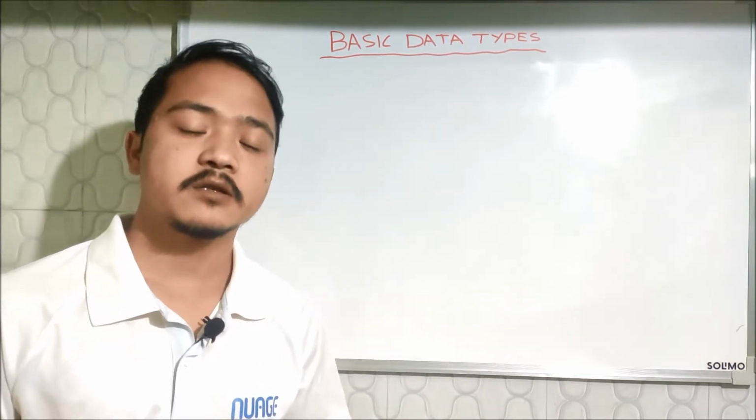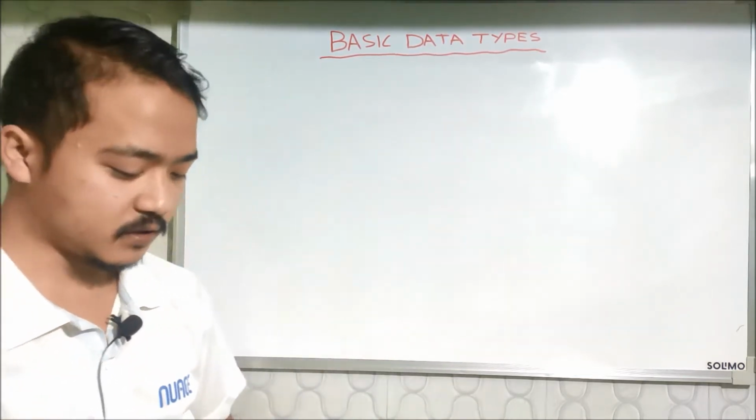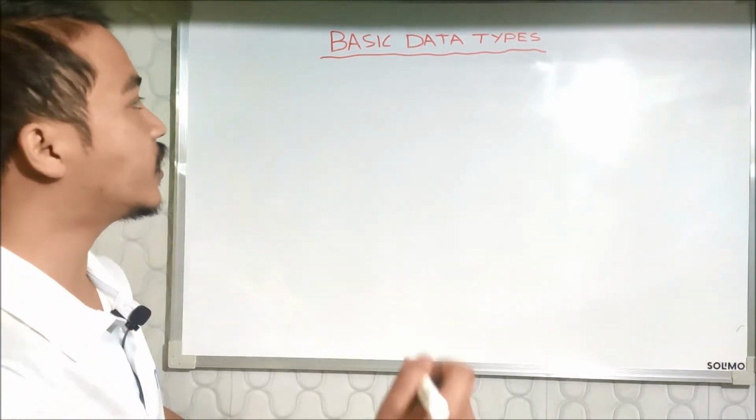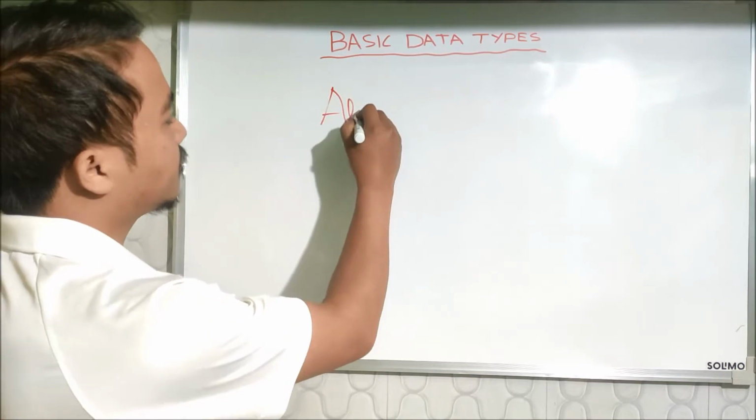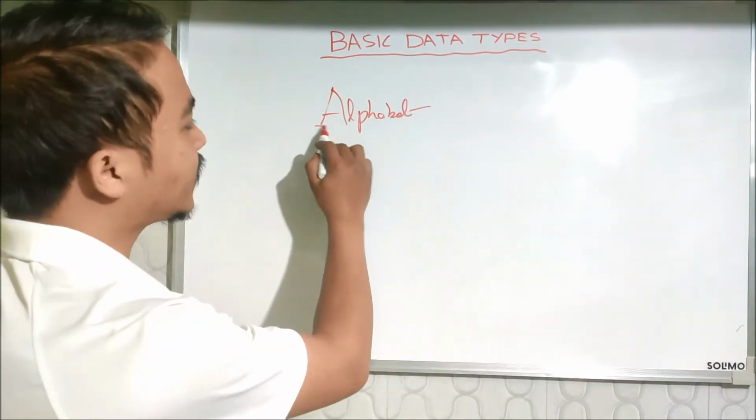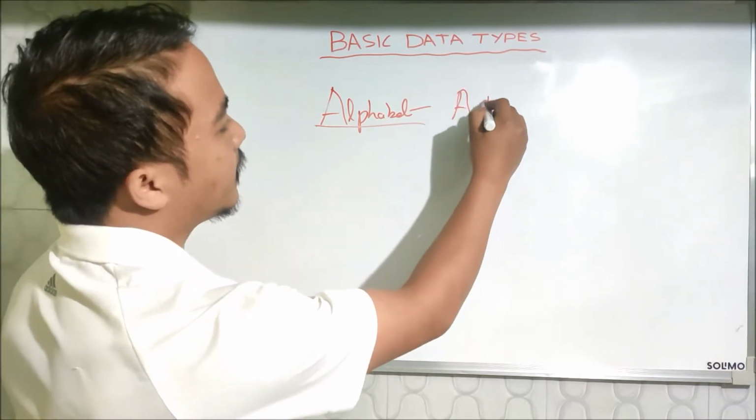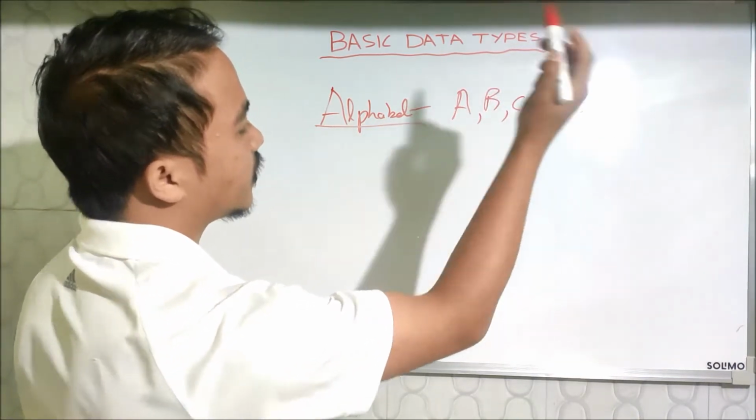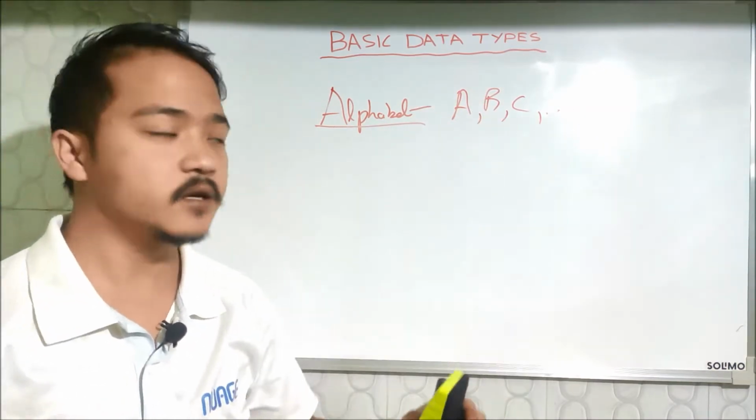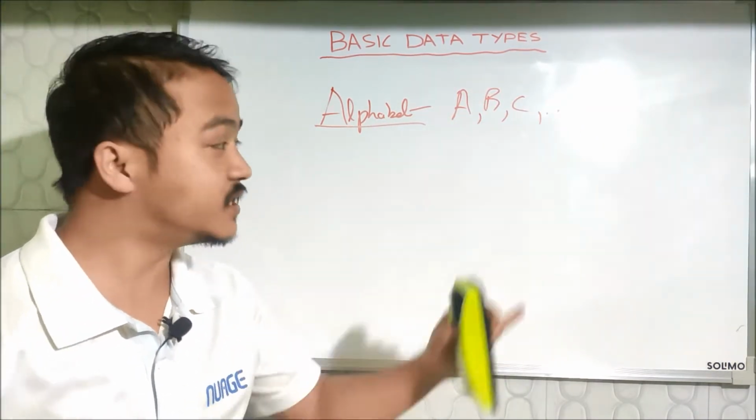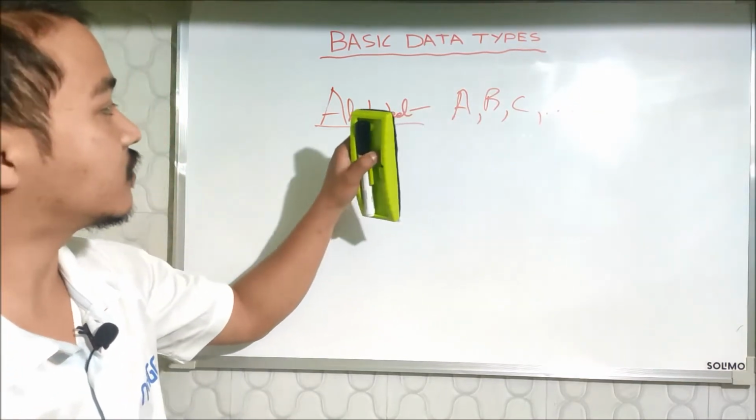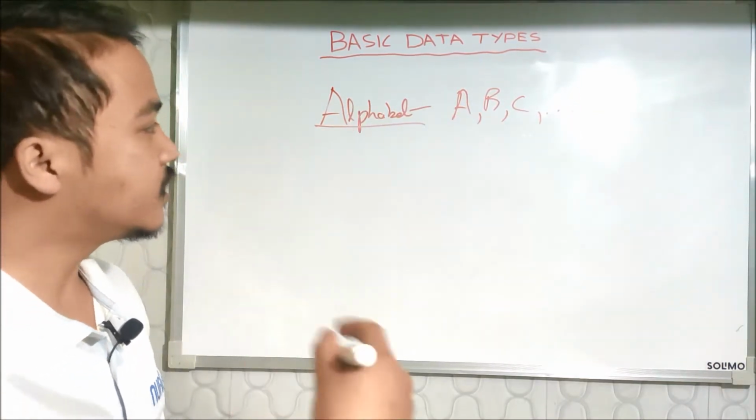All right, so for example, what type of data? If you want an alphabet, so what type of data is an alphabet? You have A, B, C. If you want to store A, B, C, D, what type of data is this? These data are based on alphabets.